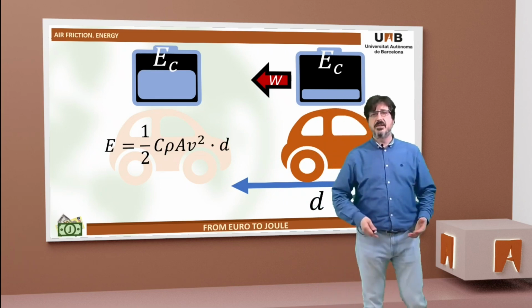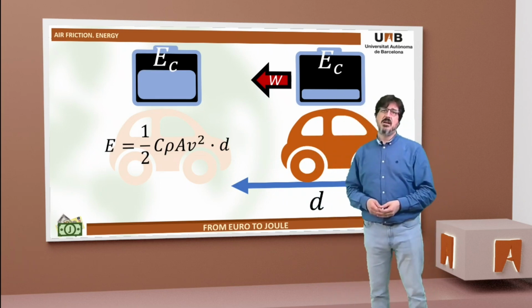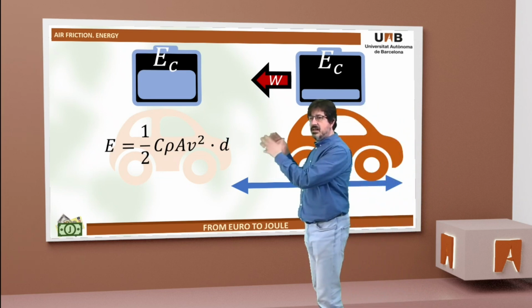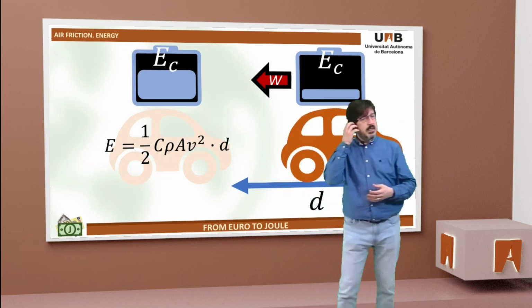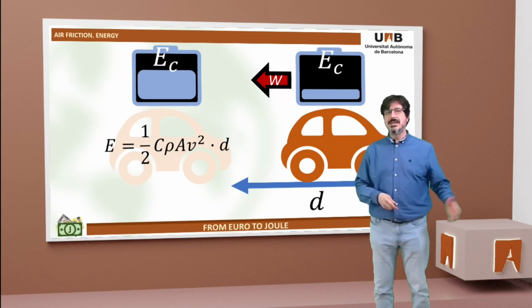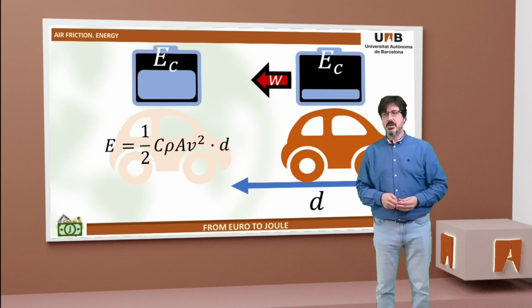And all this energy should be taken from my fuel. This is the final energy. This is the expression that allows us to calculate the amount of energy that I need for this whole trajectory.